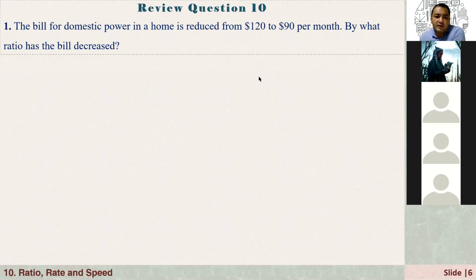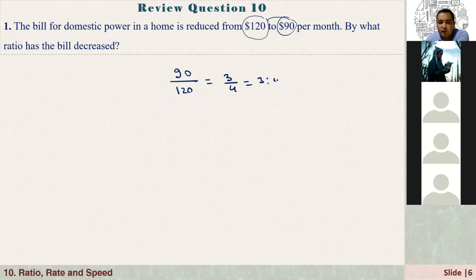Anyway, the bill for domestic power in a home is reduced from 120 to 90 per month. By what ratio has the bill decreased? That means I should multiply this 120 by what fraction so that it becomes 90. Here it is just 90 over 120, which equals 3 over 4, that is 3 to 4. So if I multiply 120 by this fraction, it is equal to 90. So we just decrease this by this ratio.